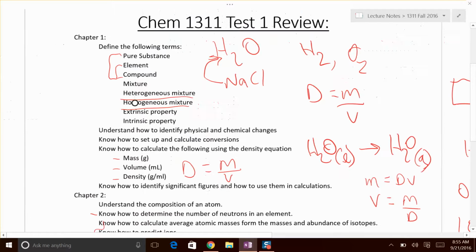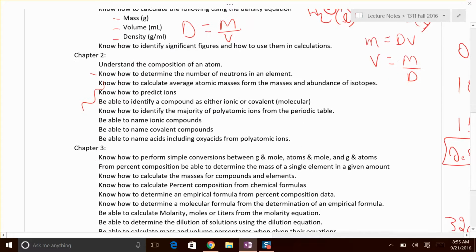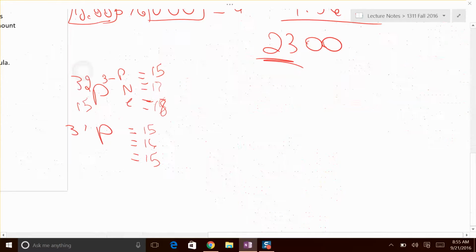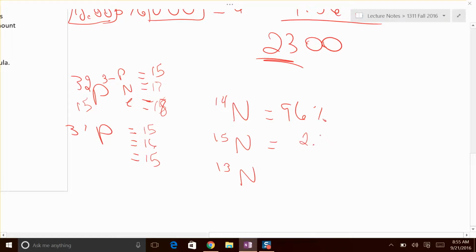Hello. There we go. Okay. Know how to calculate an average atomic mass? So let's try an example here with nitrogen. Let's say nitrogen 14, nitrogen 15, and nitrogen 13. Okay, so let's say this is 96%. This is 2.8%, and this is 0.2%. Okay, so that's 100%. So I want to find the average atomic mass of nitrogen using these percent abundances.